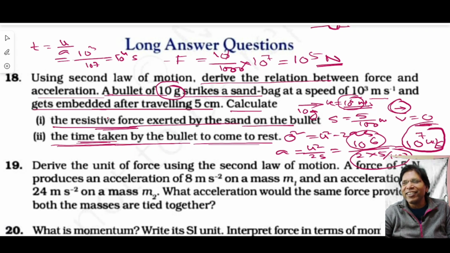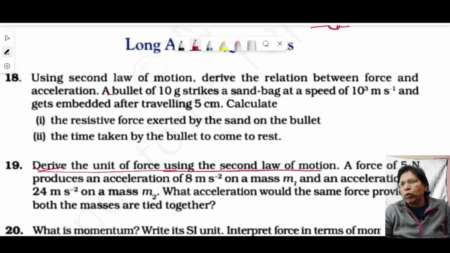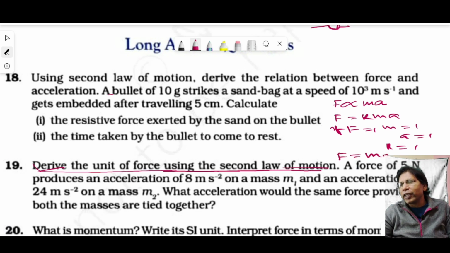Okay, understood? Derive the unit of force using the second law of motion. From the second law of motion we know force is proportional to rate of change of momentum, and rate of change of momentum is mass into acceleration. So we can write F equals k into mass into acceleration. Now if F equals 1, m equals 1, a equals 1, then k equals 1. Therefore F equals mass into acceleration.